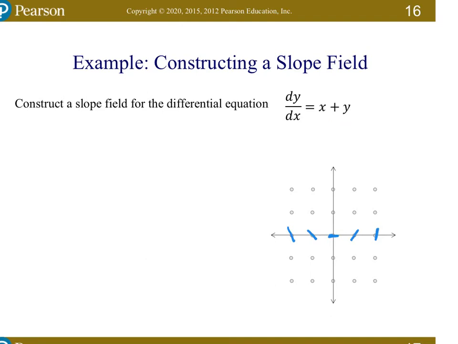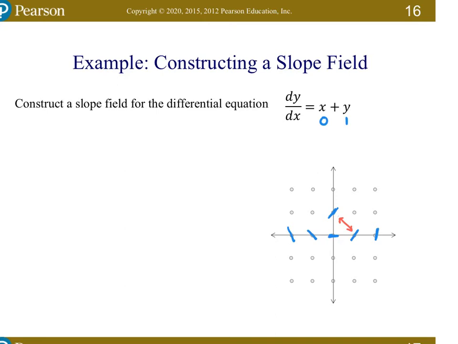Let's try the point on the y-axis, (0, 1). That will have a slope value of 1. So I'll construct a linear piece with a slope value of 1. And notice that these two both have a slope value of 1, so they should be slanted relatively the same way.